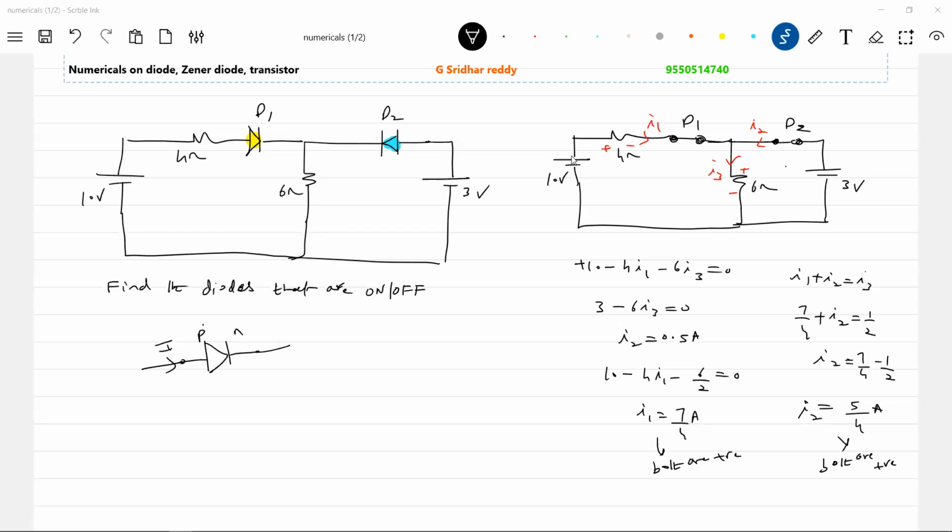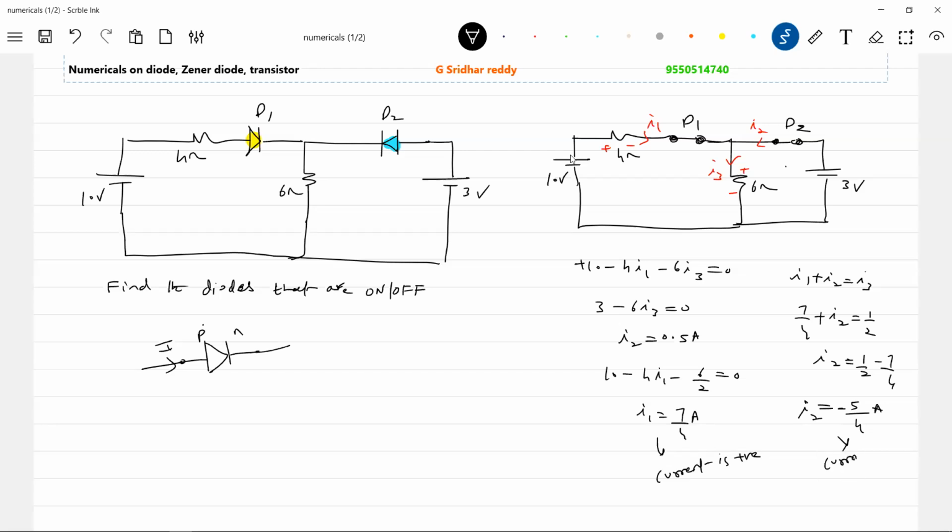I2 negative? Somebody is saying I2 is negative. How come? 7 by 4, 1 by 2. Sir, 1 by 2 minus 7 by 4 will be negative, sir. I2 is negative. 1 by 2 minus 7 by 4, so this will be minus 5 by 4. Okay, this is positive. Current is positive, I'll write it.